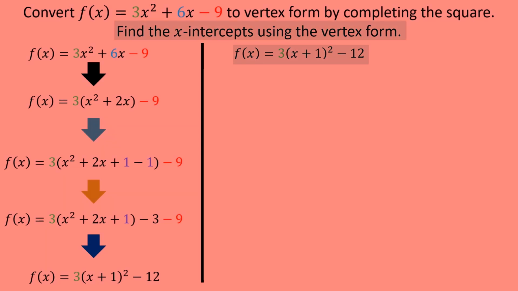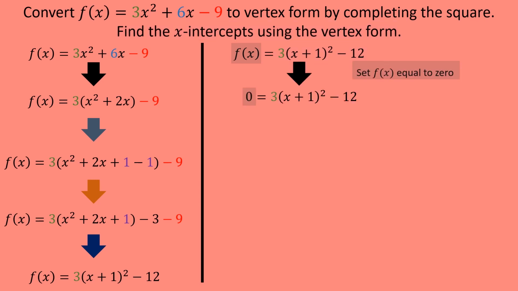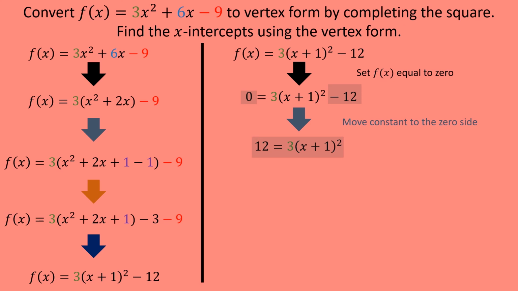So how do we then find the x-intercepts using this form? And so the first step is replacing f of x with 0. In other words, we want to find the value of x that makes our function equal to 0, because doing that lets us find our x-intercepts. We then add or subtract our constant to move it to the 0 side. So in this case, since we have negative 12, we're going to add 12 to both sides, which gives us 12 equals 3 times x plus 1 squared.